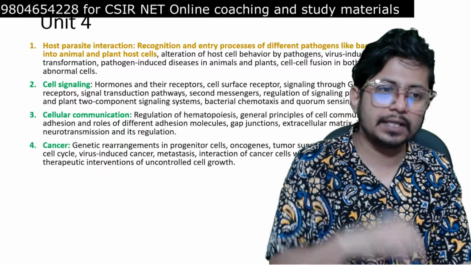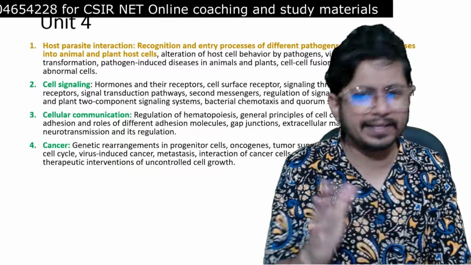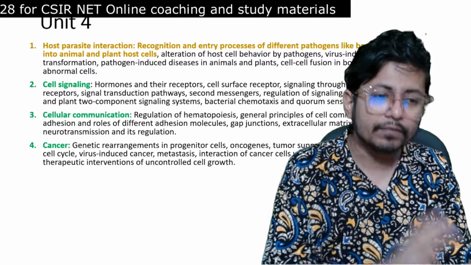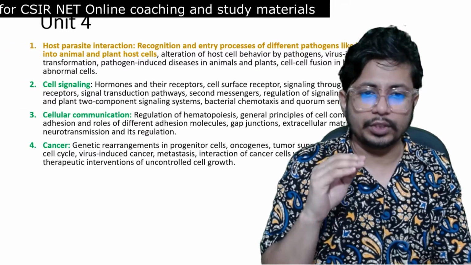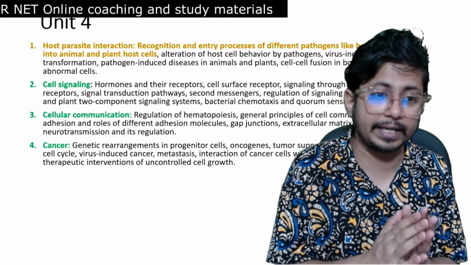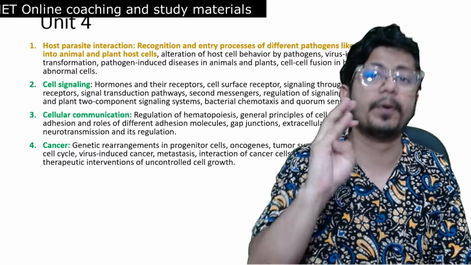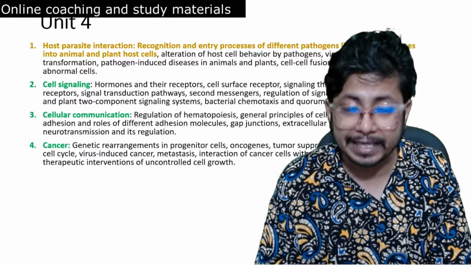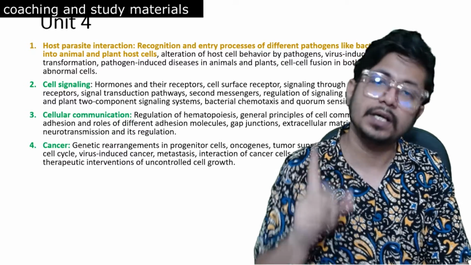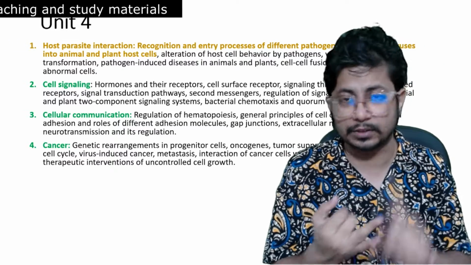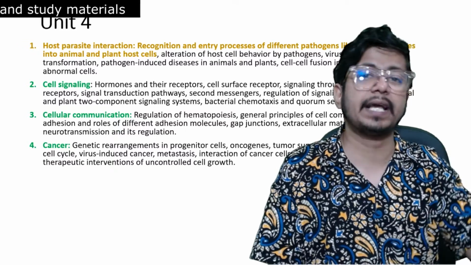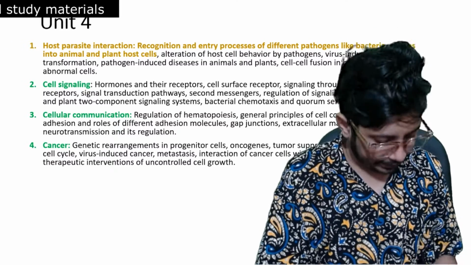Now next one is cancer. Cancer biology is very important. Anything related to cancer is very important for CSIR NET. There are 2 to 3 questions in part C from cancer biology: tumor suppressor genes, oncogenes, progenitor cells, and in cancer biology, apoptosis, that is programmed cell death, and therapeutic interventions to stop the growth of cancer are also important. The apoptosis pathway is moderately important, but the rest of the cancer part is really important here.